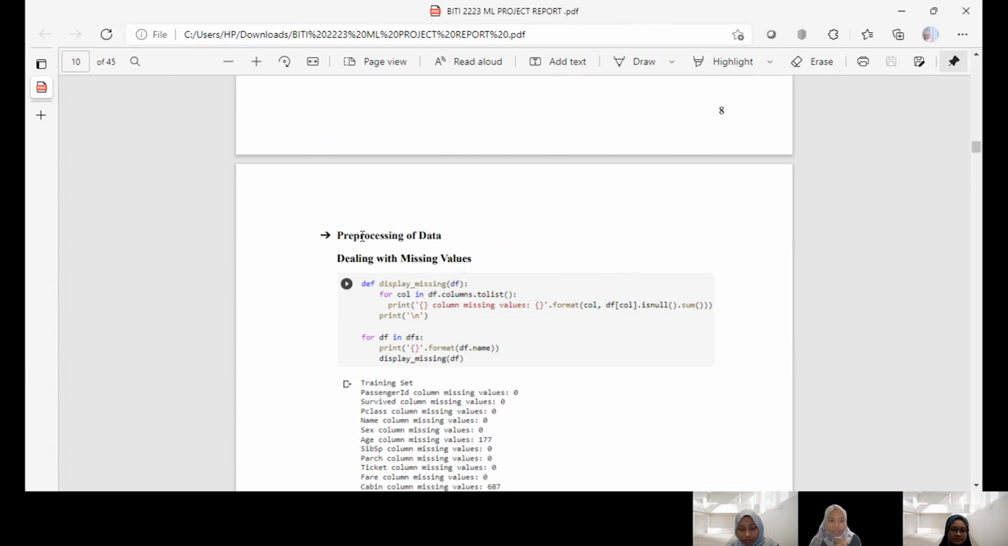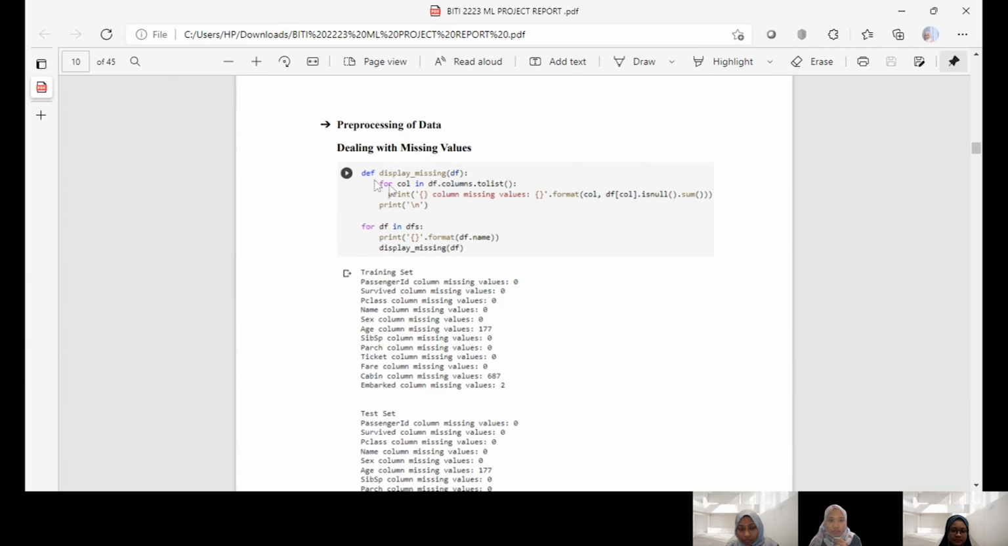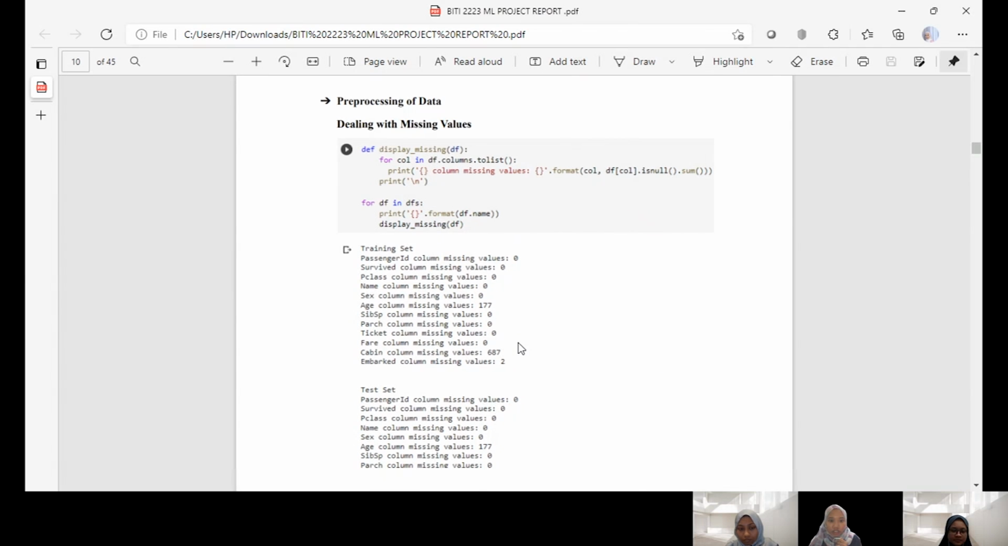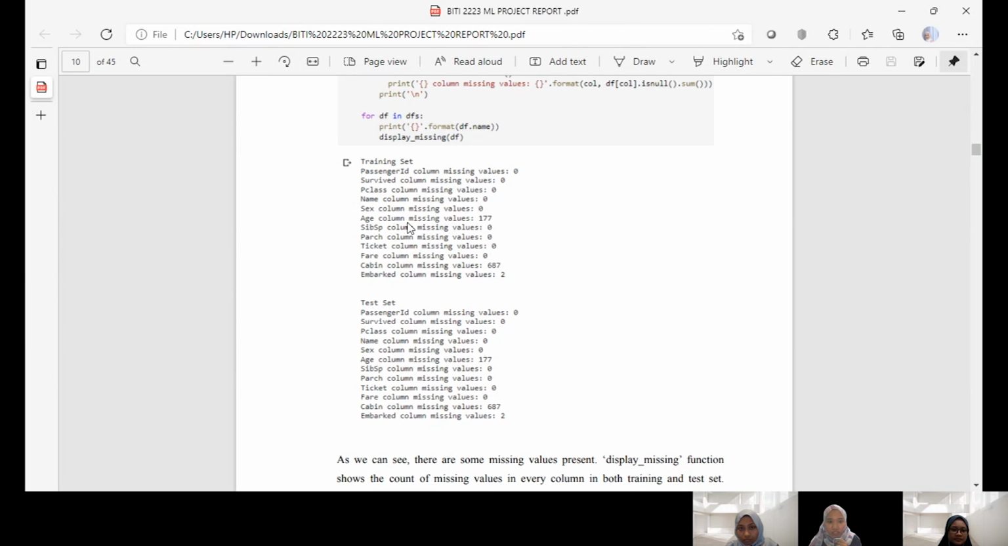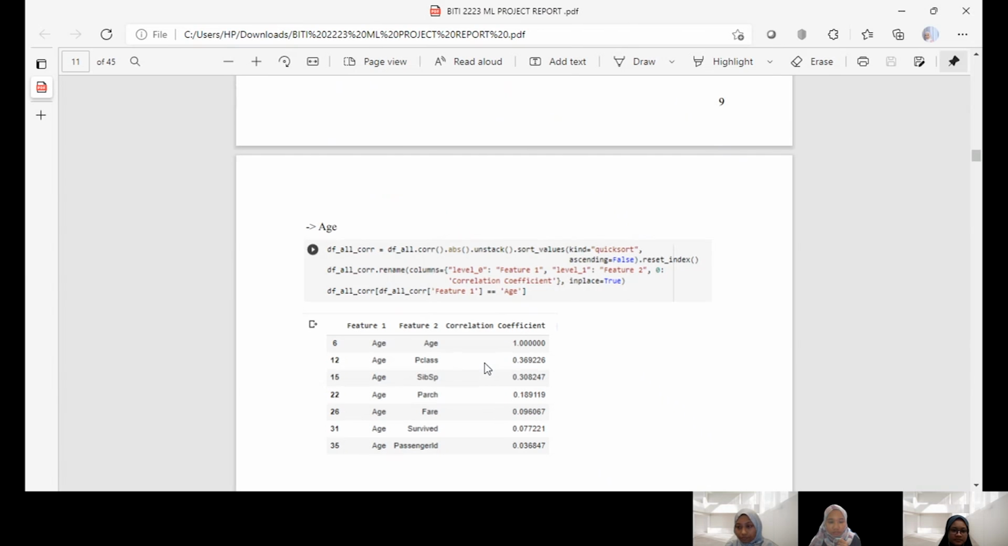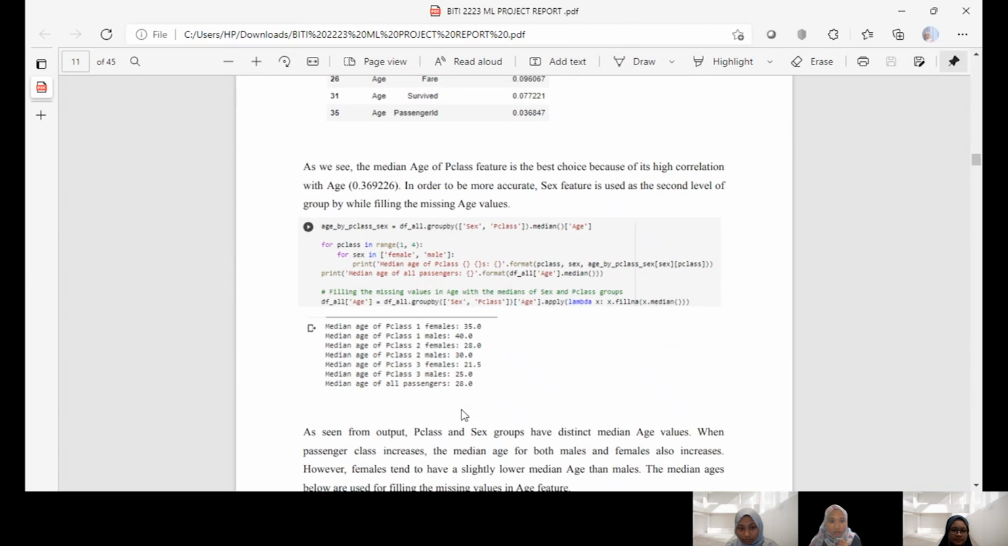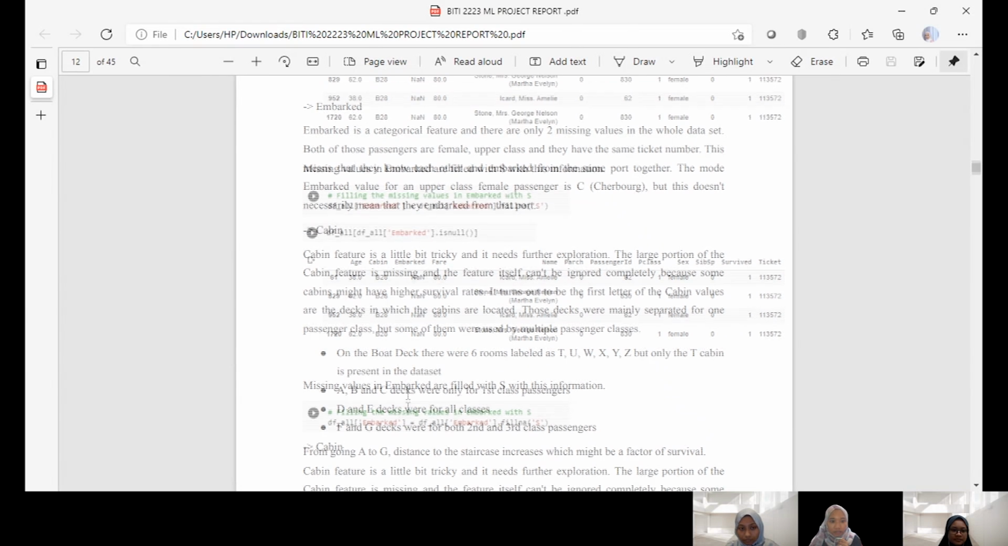Next, we will process the data, which is dealing with missing values. Here, I will use this command, def display_missing(df). Here we show we have 3 features with missing values, which are age, cabin, and embarked.